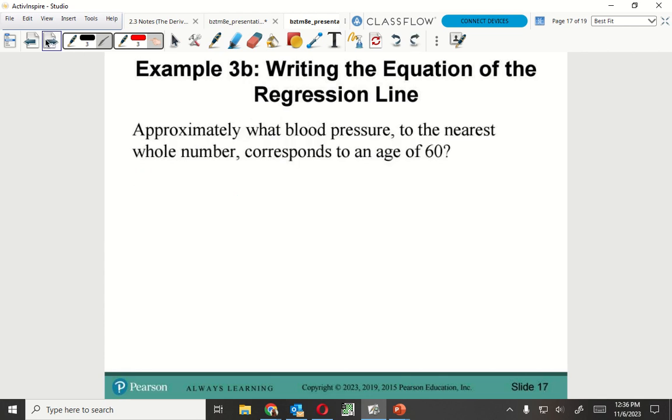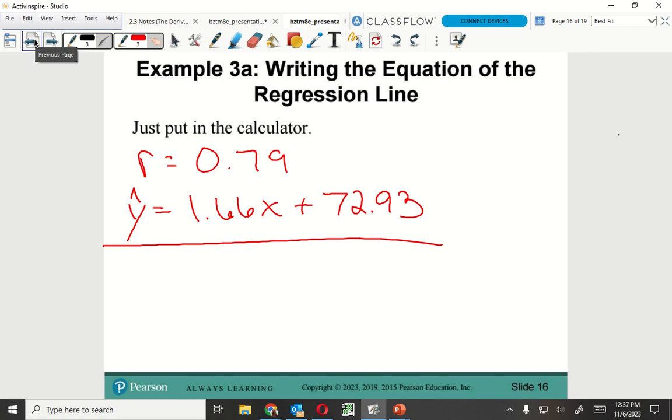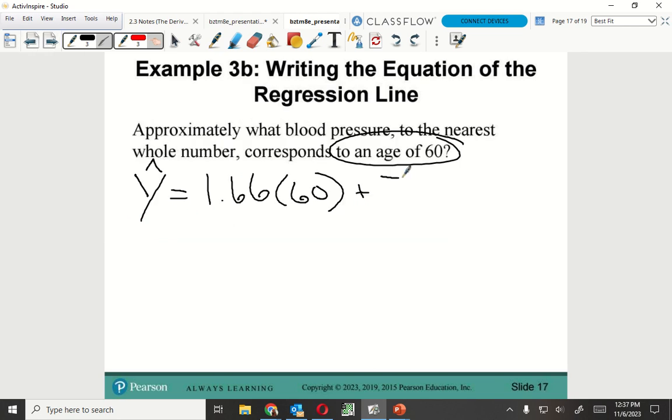All right. So approximate blood pressure to the nearest whole number corresponds to the age of 60. What that means is I'm going to take my y equals 1.66x, but instead of putting x, I'm going to evaluate for 60. So in parentheses, 60, plus 72.93. I'm trying to find what this is going to correlate with.